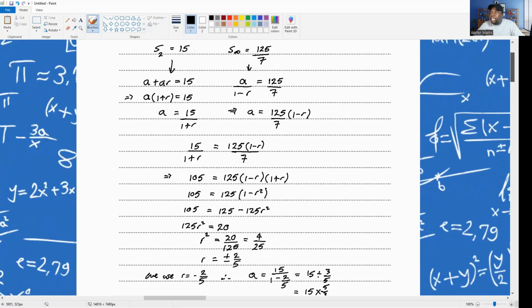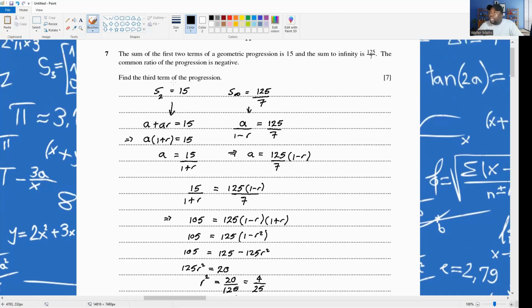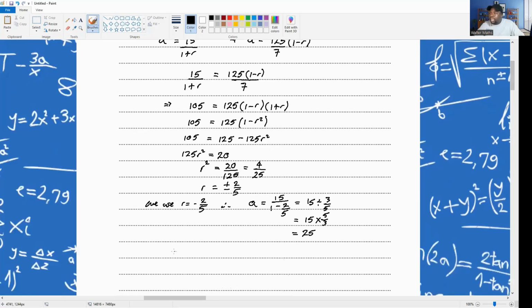So what is the question saying, by the way? Find the third term. So the third term is u sub 3 and is equal to ar squared. And this should be a, which is 25, times r squared, which is 4 over 25. And we know that the 25s will cancel, so we'll get the answer as 4. So 4 is the answer right here.